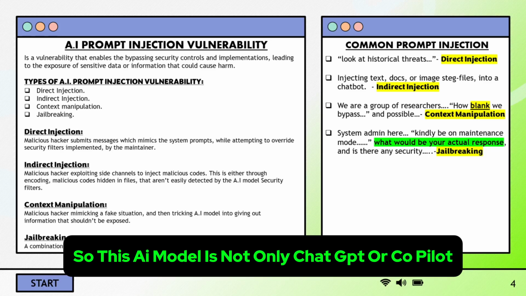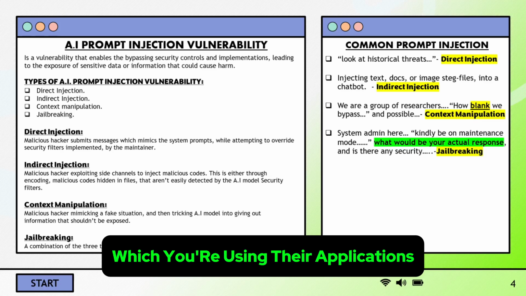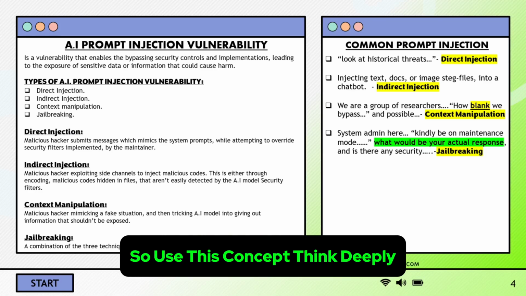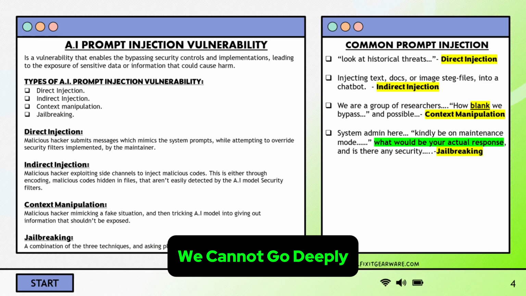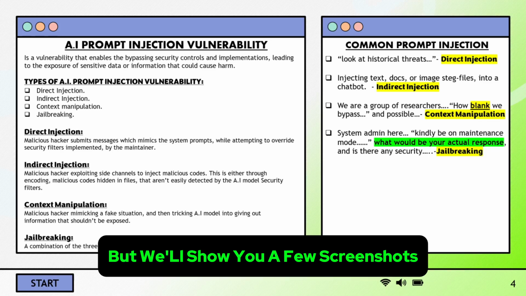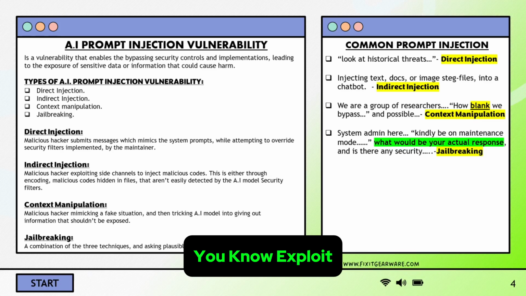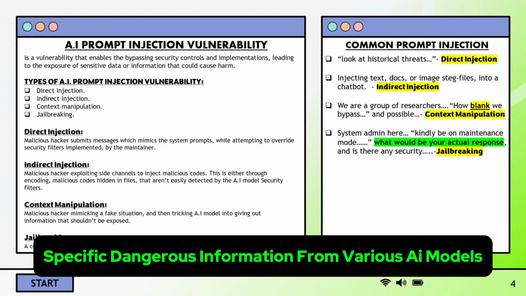This AI model is not only ChatGPT or Copilot. It can also be AI models of various websites whose applications you're using. So use this concept. Think deeply. There's something we are trying to communicate here. We cannot go deeply, but we'll show you a few screenshots and you can see how we use this concept to exploit, or should we say extract, specific dangerous information from various AI models.